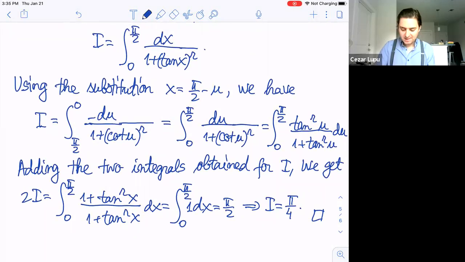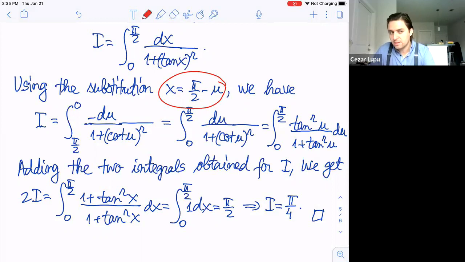So that was a trick. Keep this in mind: when you have to compute integrals involving trigonometric functions, try to look for this. Of course, if you had a bound different from pi over 2, let's say pi over 4, you can adapt. You can use the substitution pi over 4 minus u, whatever.